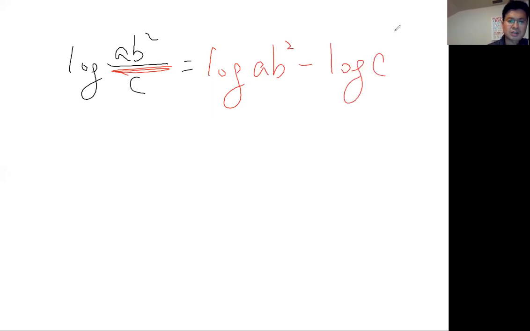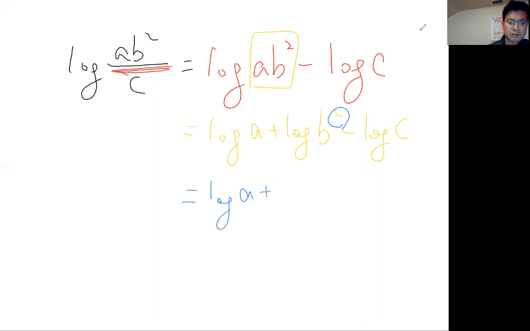And then another one we can see is multiplication. So then log A plus log B squared minus log C. And the next one is an exponent, so we can put it down: log A plus 2 log B minus log C. Okay. We'll move on to page 11.